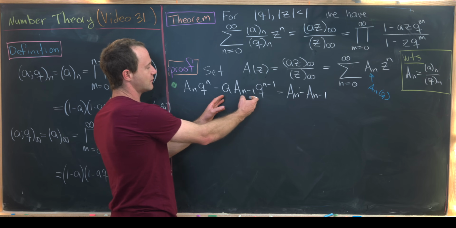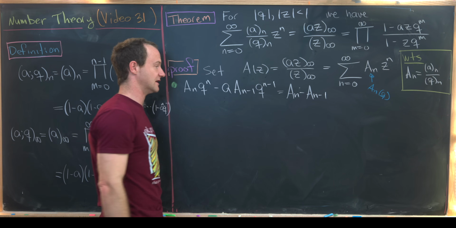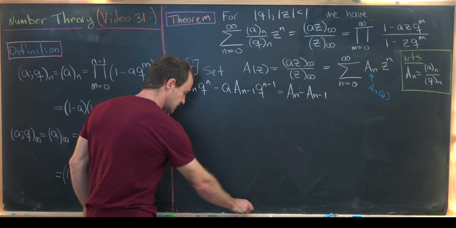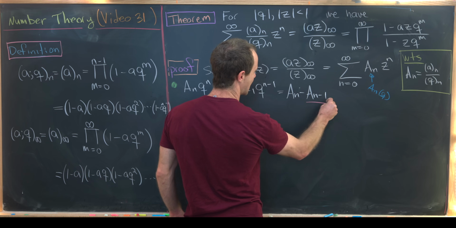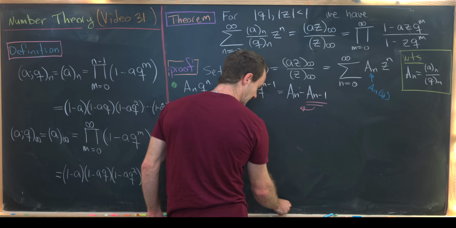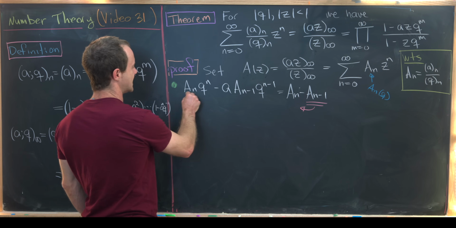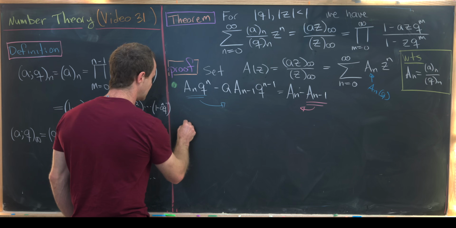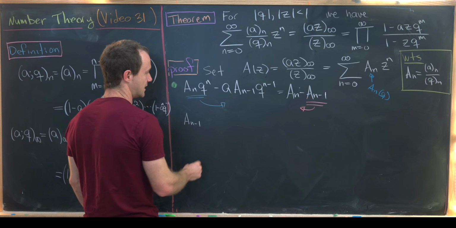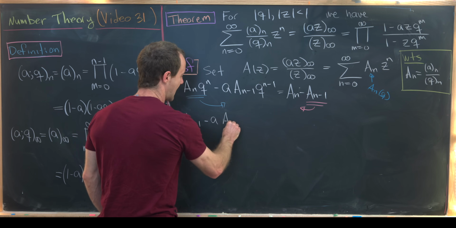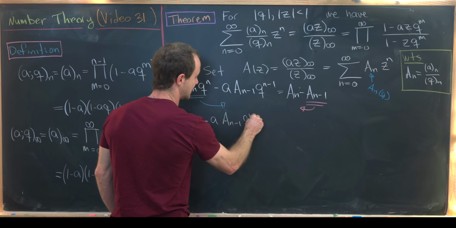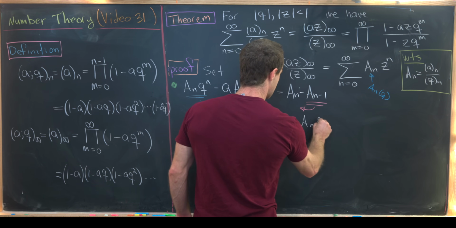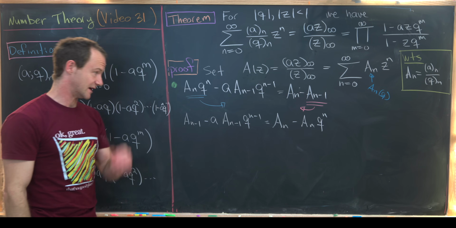Well, we're going to move everything with an a n minus 1 to one side of the equation and everything with an a n to the other side of the equation. So what I'll do is take this guy and move it to the left-hand side of the equation, and then take this guy and move it to the right-hand side. That's going to leave me with a n minus 1 minus a n minus 1 times q to the n minus 1 equals a n minus a n q to the n, like that.